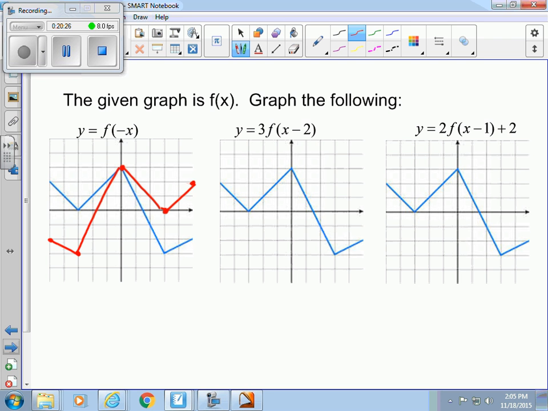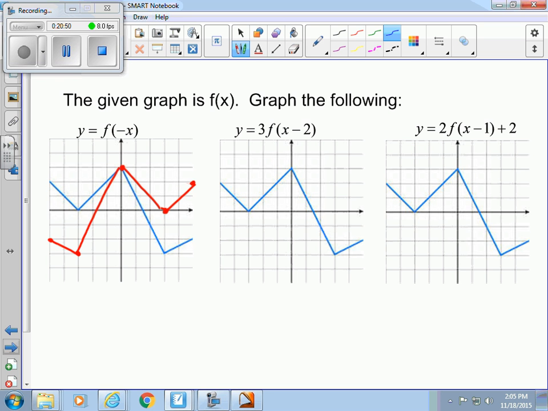You want to do the multipliers first. Order of operations is why. You want to multiply before you add and subtract. So I'm going to multiply by 3, vertically stretch by 3, right? What that does on the graph is it multiplies all the y values by 3. So this y is at 2. What's 2 times 3? 6.